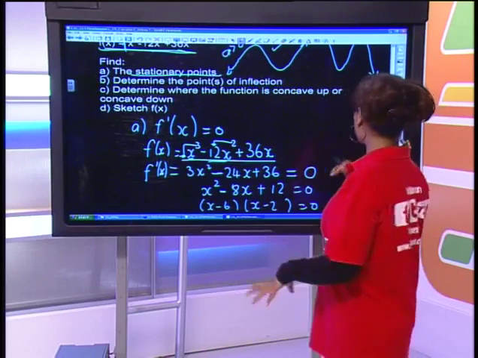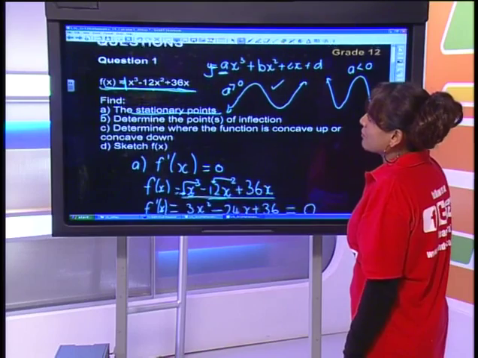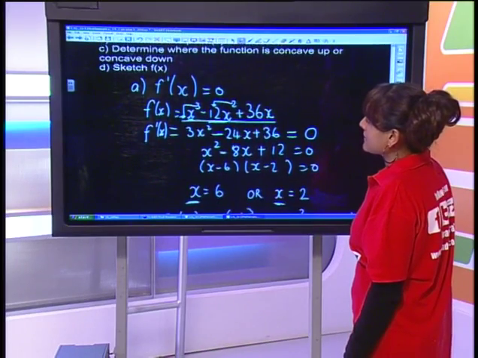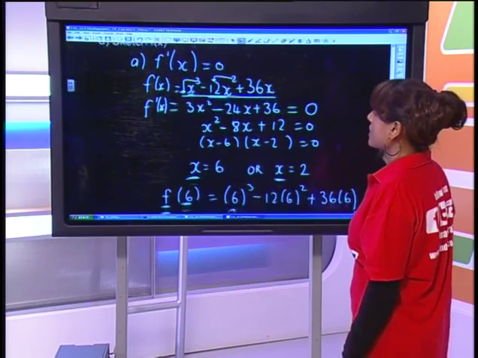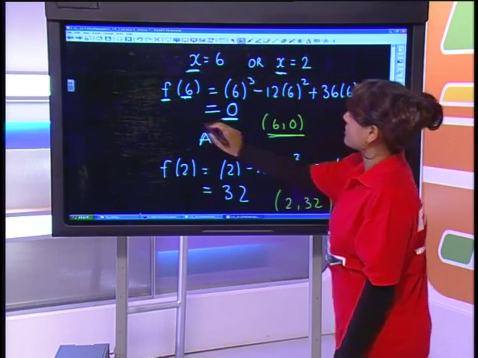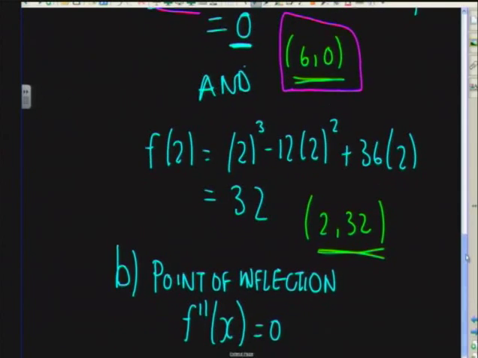I'm quickly going to recap what we did before the break. We were given a function. We were asked to find the stationary points. So what we did is we let the first derivative equal to 0. We solved for x, and then we took those x values, put them back into the original function, and then we got our stationary points of (6, 0) and (2, 32).